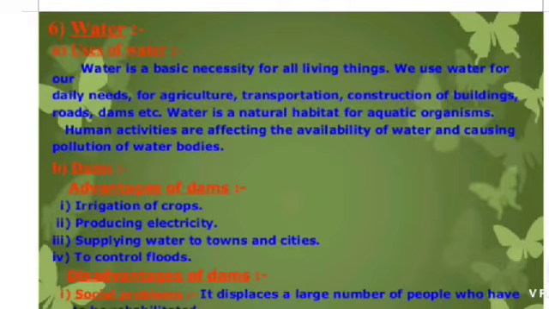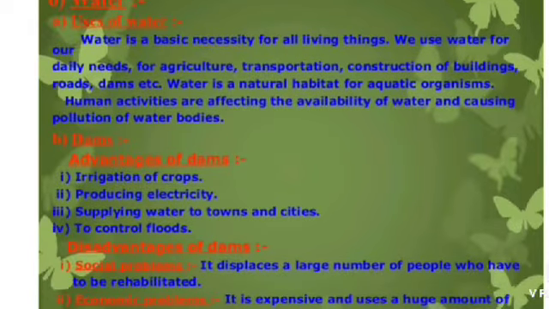Use of water. Water is a basic necessity for all living things. We use water for our daily needs, for agriculture, transportation, construction of buildings, roads, dams, etc. Water is the natural habitat for aquatic organisms. Human activities are affecting the availability of water and causing pollution of water bodies.